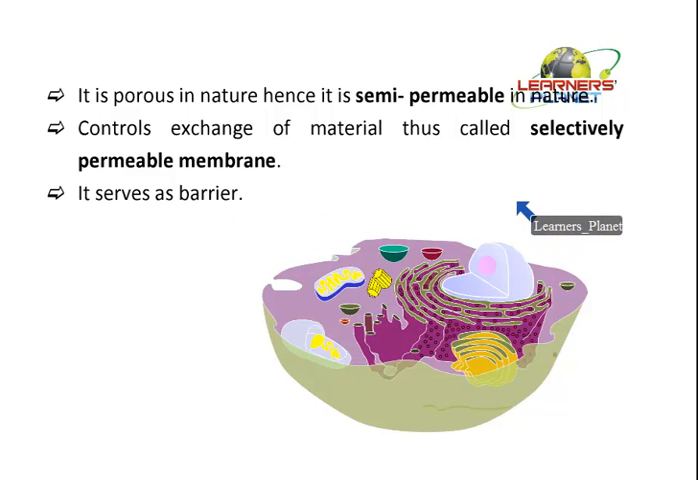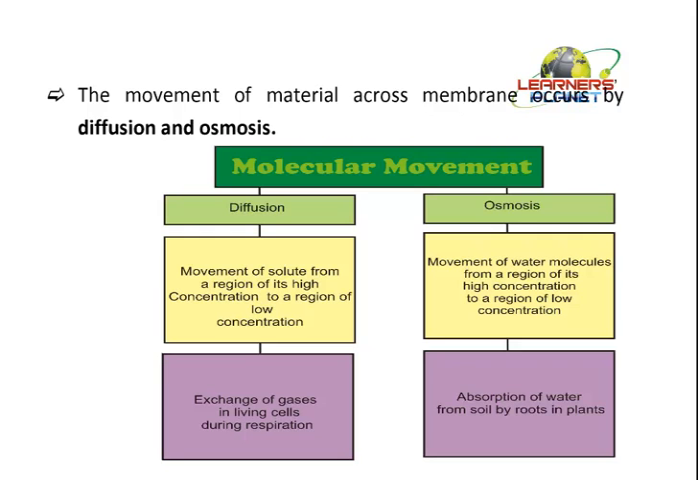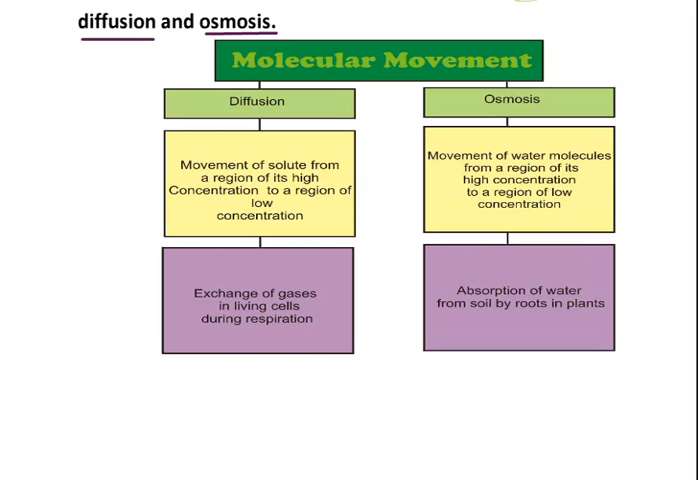Now, continuously we are saying that this permeable membrane can allow the movement or the exchange of materials. Can you think how this type of movement is taking place? The movement of material or molecules across this membrane can take place in two ways. What are these two ways? That is diffusion and osmosis. So let us summarize this point with the help of this flow chart. Molecular movement occurs either by diffusion or by osmosis.